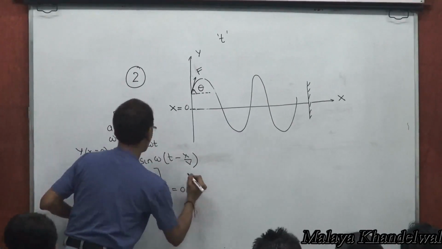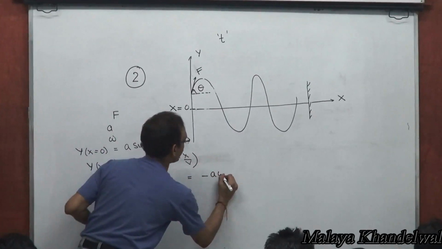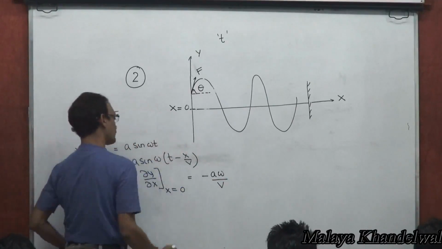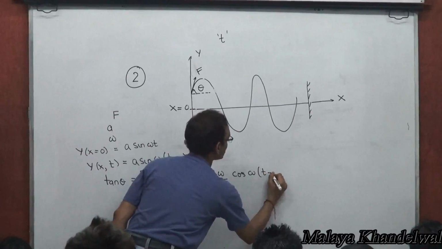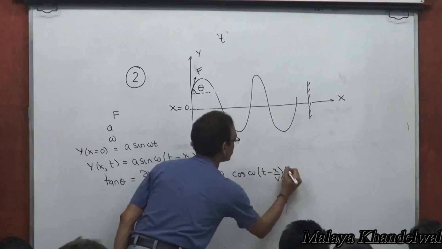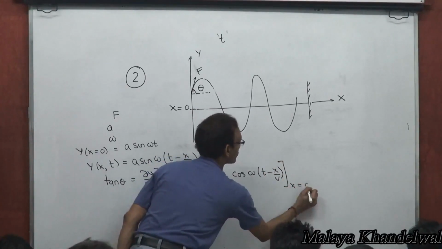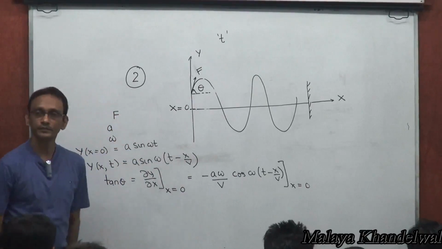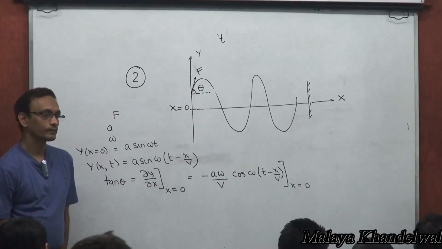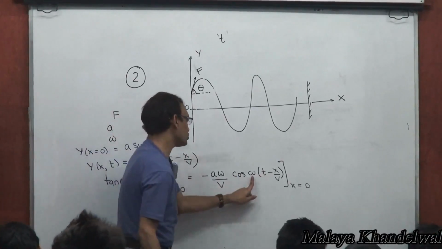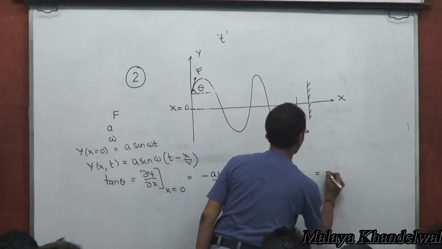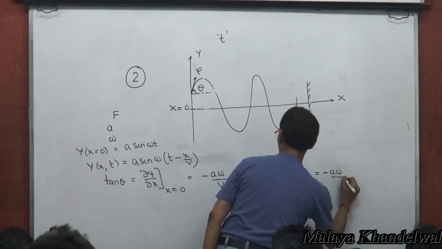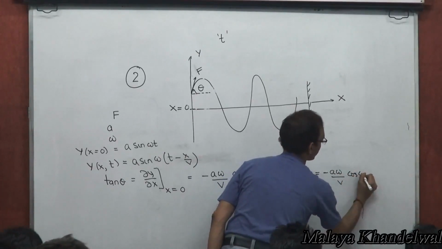Which then is evidently minus a omega by v cos of omega t minus x by v, at x equal to 0, right? Put x equal to 0, so this will simply become cos omega t. So this would be minus a omega by v cos omega t.